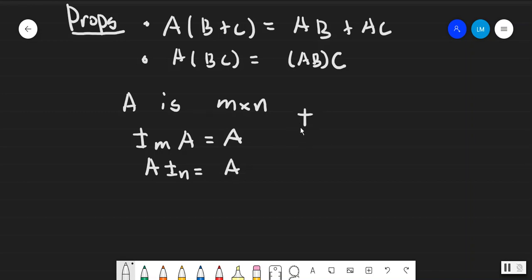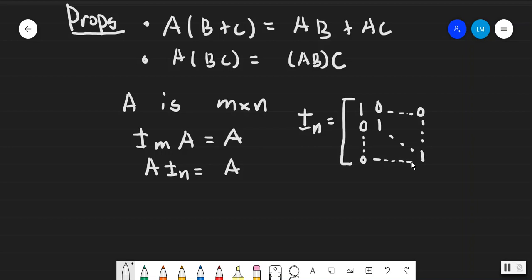Recall that basically I sub n, or I sub m, is basically just a matrix with a series of ones and zeros. And then you have 0. Then you have 0. Okay, so basically you have that this n by n matrix has ones and zeros.